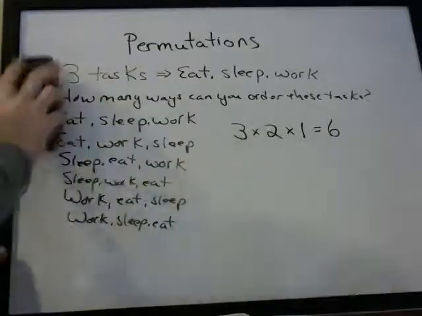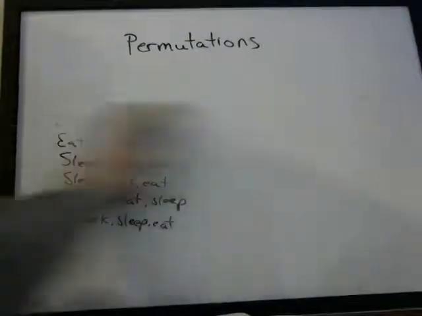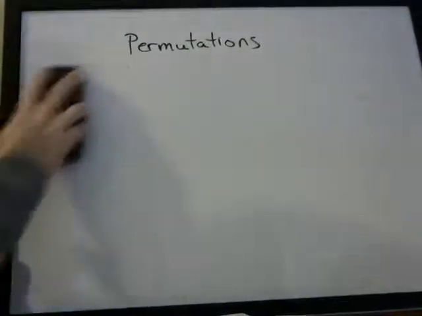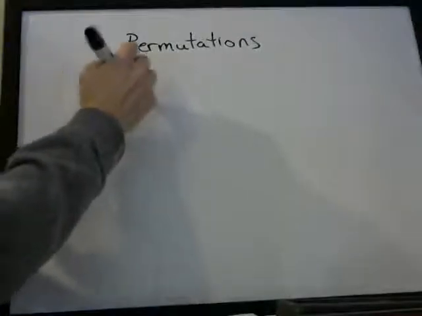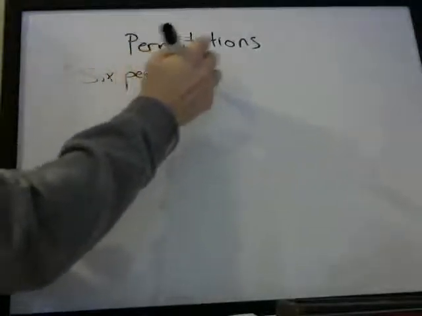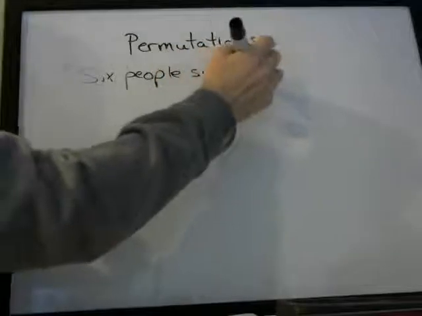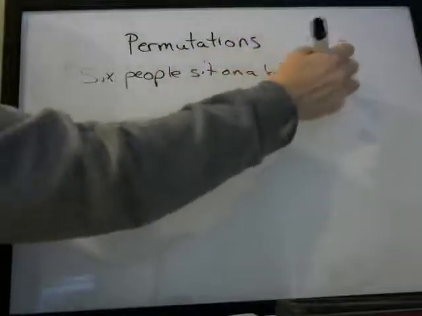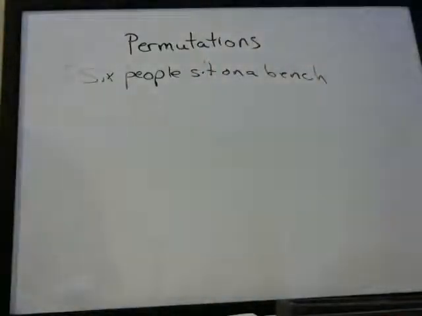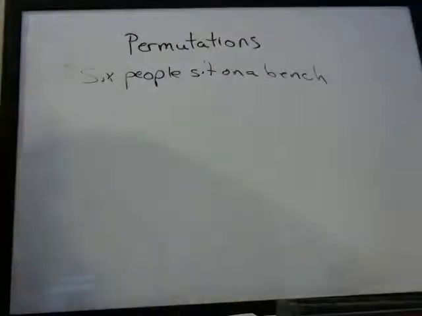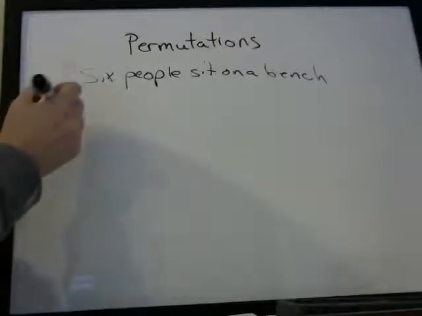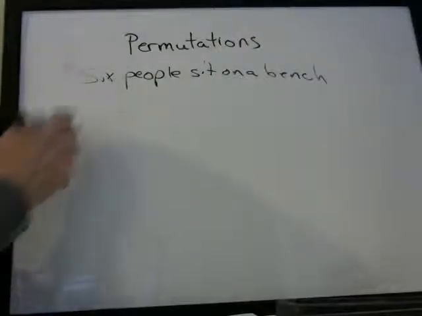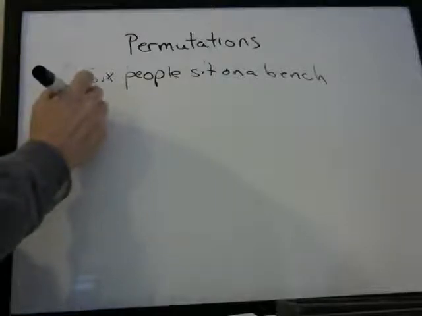Let's do another example. Six people sit on a bench. How many ways can 6 people sit on a bench? We can enumerate all of this, or we can just think. So here's our bench.